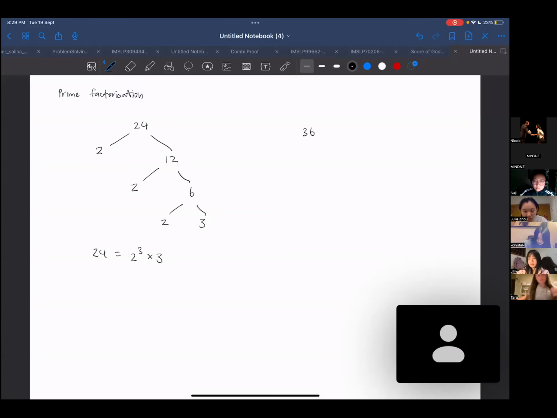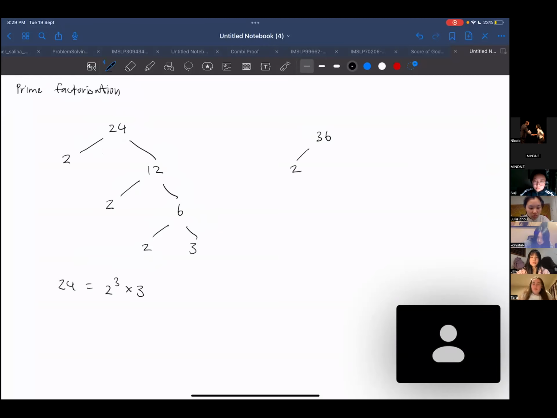Yeah, nice. Okay. So then, of course, we just break it down. 9, and then we get 3, and then 3, and then 36 equals 2 to the power of 2 times 3 to the power of 2.